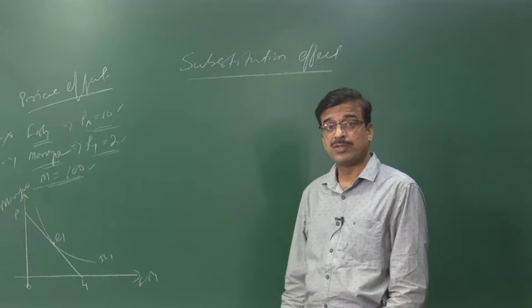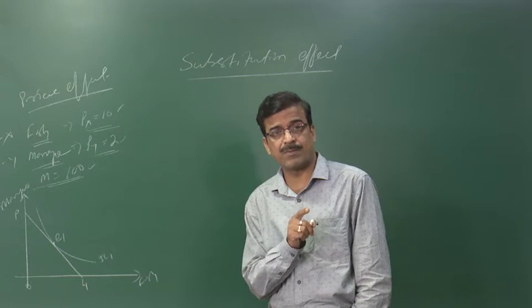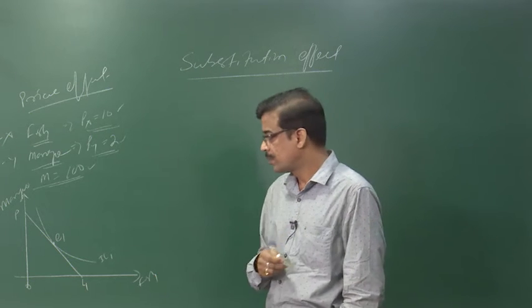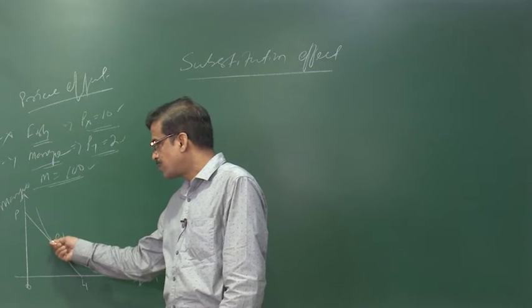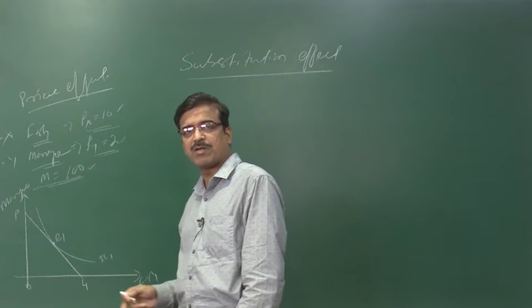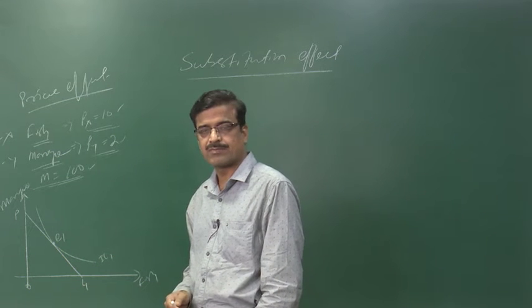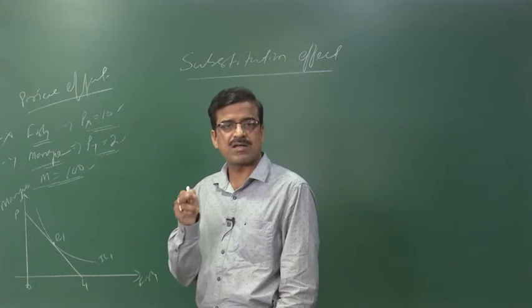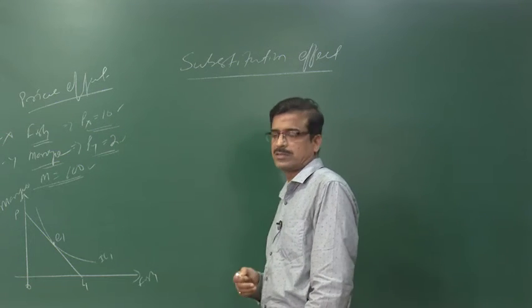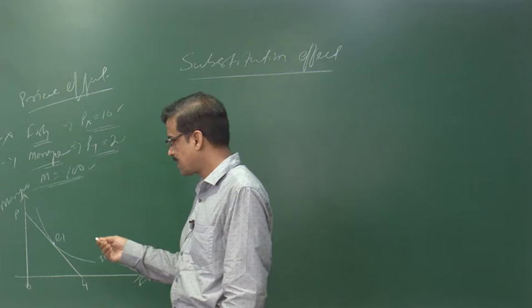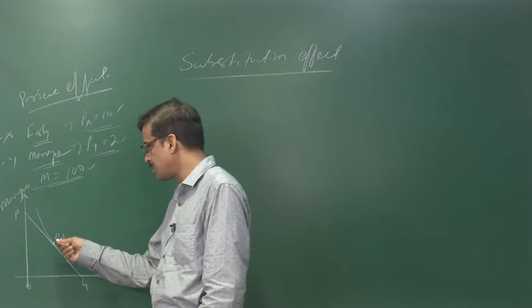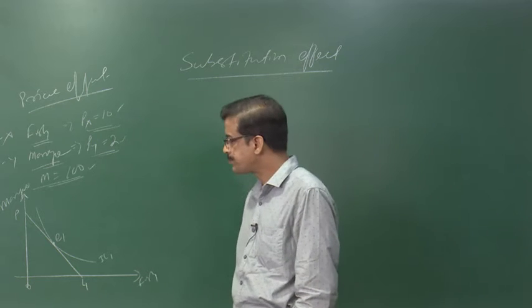As you know, the equilibrium can be obtained when two conditions are satisfied. What are those two? First, the slope of the price line must be equal to the slope of the indifference curve, and at the point of tangency, the indifference curve must be convex to the origin. Both conditions are satisfied at this particular point. Therefore, the consumer is in equilibrium at E1.